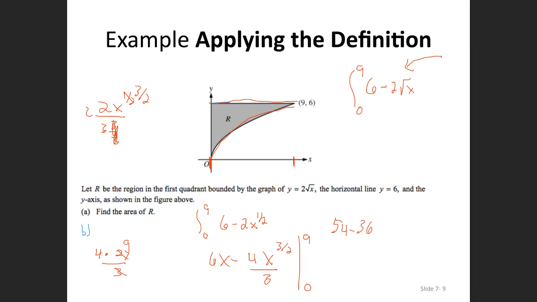Okay. So I have 54 minus 36 when I plug the 9 in there. So 54 minus 36 is equal to, oops, my calculator's not on. 54 minus 36, which is equal to 18. But then I have to also put the 0 in there. Well, that's going to be 0. So my answer is 18. Boom. So your calculator was correct.